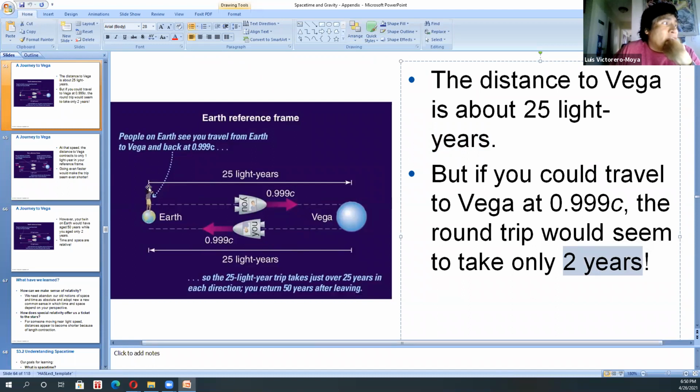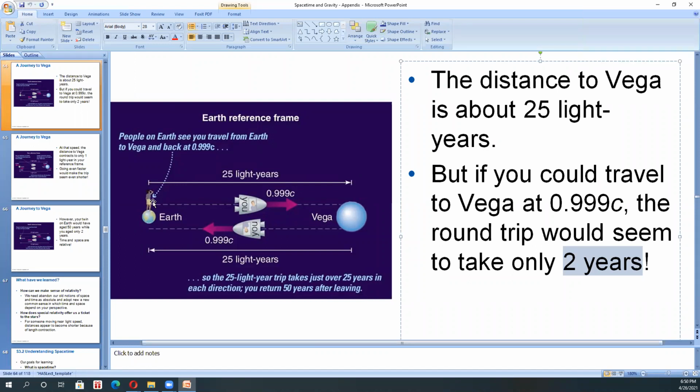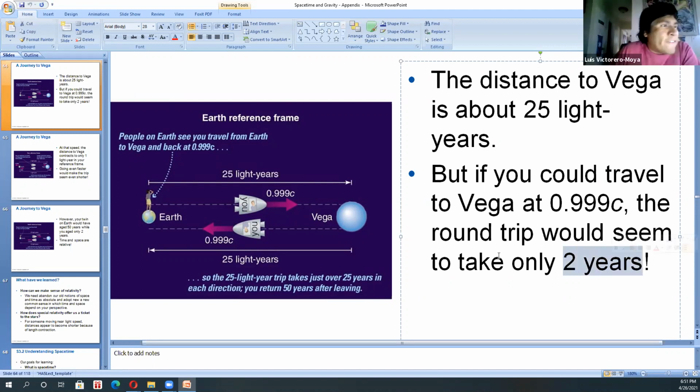But look how long it will take for a person who stays on Earth. 25 plus 25, 50 years. So you will be 2 years older, and another person will be much older, so you may actually not find your generation when you come back. You will physically have only aged 2 years. It's not just that it seems like 2 years to you. It actually is 2 years for you. Your body has only aged 2 years. Your biological clock is affected by relativity, yes.